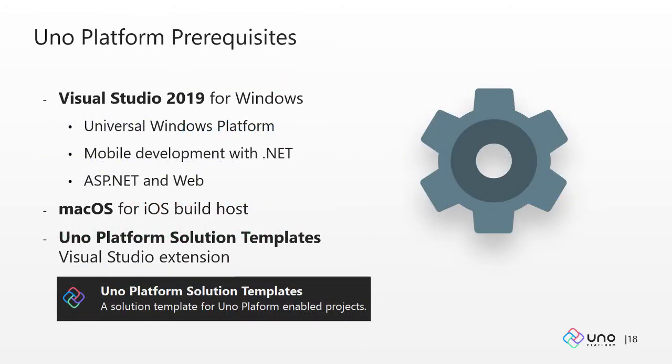UNO platform has some prerequisites. If you want to use it, you will need Visual Studio 2019 or 2017 for Windows with the following workloads: Universal Windows Platform, mobile development with .NET and ASP.NET and web. You will also need a macOS device to build your iOS application, and to make your development experience as smooth as possible, I recommend you to download the Visual Studio extension UNO Platform Solution Templates.